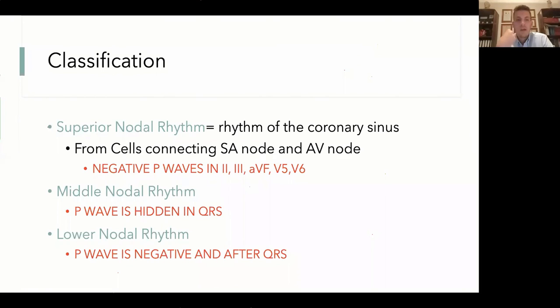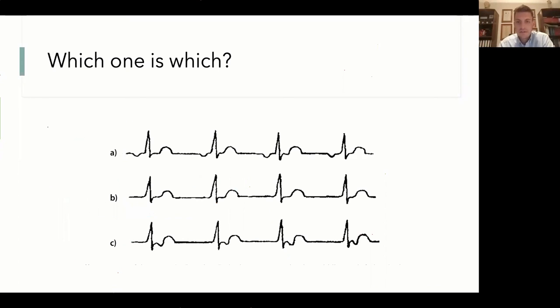Then we have the middle and the lower nodal rhythm. The middle nodal rhythm will actually not present a P wave because it will be inside the QRS. So no P wave, boom, middle nodal rhythm. And the lower nodal rhythm is when we have a negative P wave after the QRS, okay? But this will make easy sense when I show you. So negative P wave, I hope everyone sees it. QRS, T wave, negative P wave. QRS, T wave, okay?